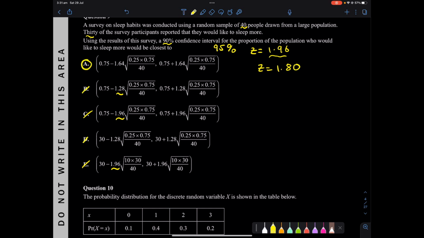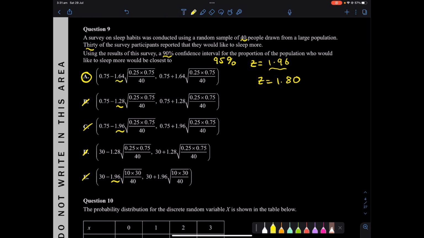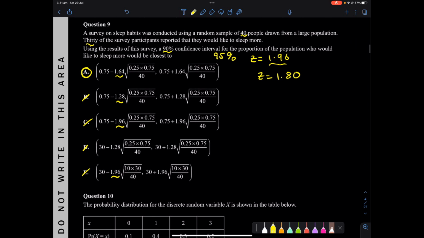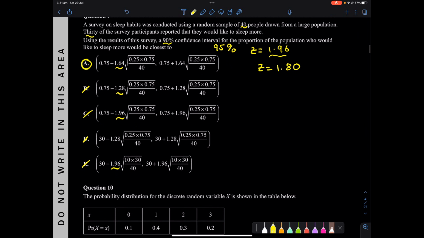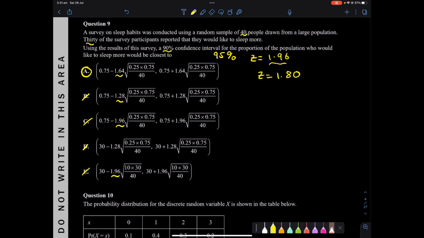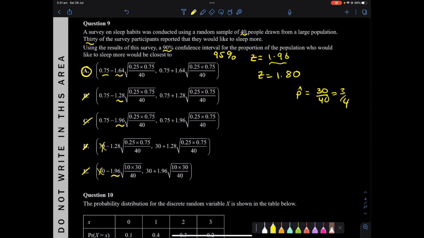Looks like only A is your answer. And it looks pretty much right. 1.64 is much more in that confidence. It looks like it's the most right one. And also, to double check, our p-hat value is 30 over 40, which is 3 on 4, which is 0.75. So, yep, this one was wrong, this was also wrong. So it looks like A should be your answer.